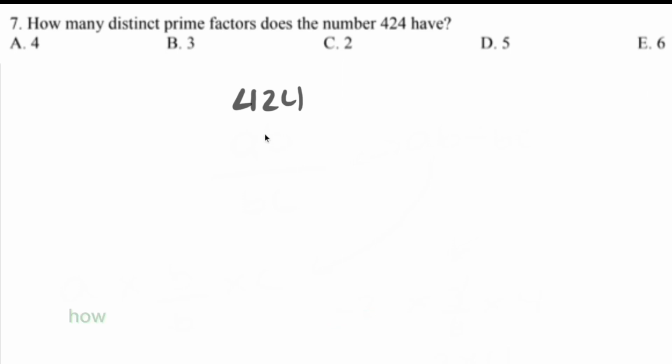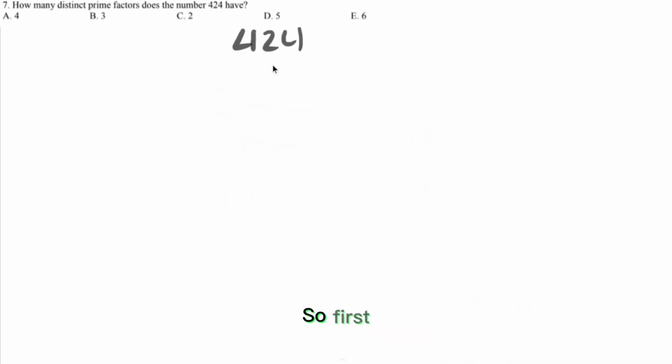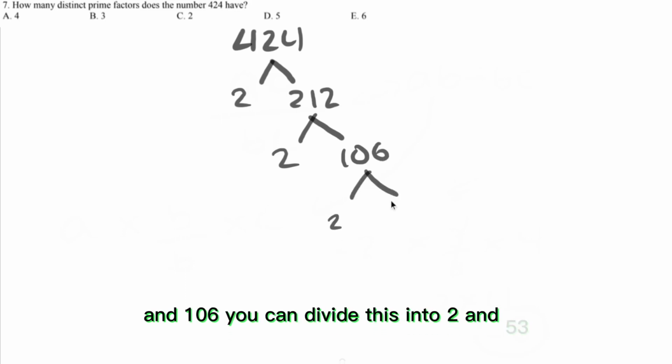So number 7, how many distinct prime factors does the number 424 have? So first we need to divide this. So we can divide this as 2 and 212. And we can divide this by 2 and 106. And we can divide this into 2 and 53.